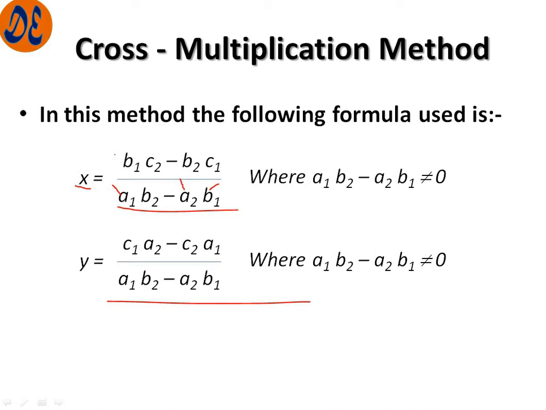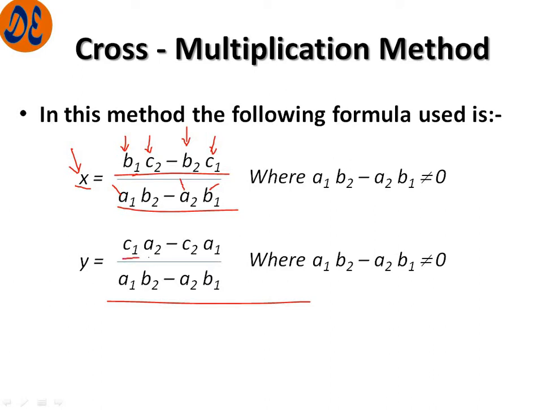Now for x, the coefficient of x is not there. The coefficient of the value which we are calculating will not be utilized in the numerator. So it is the coefficient of y into the constant of the second equation, subtracted by the coefficient of y of the second into the constant of the first equation.